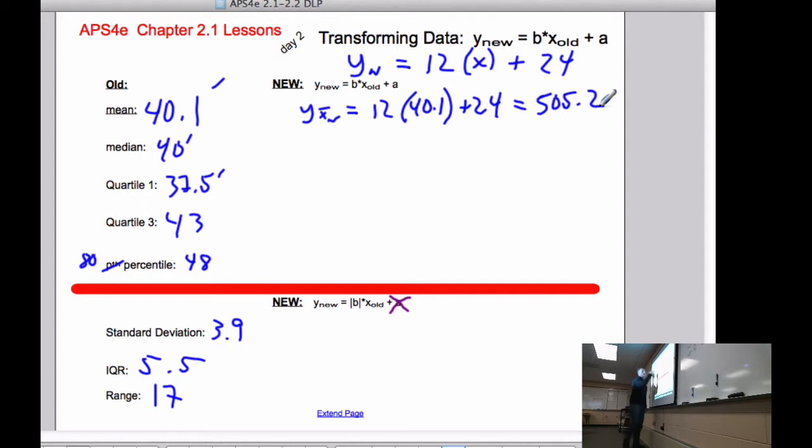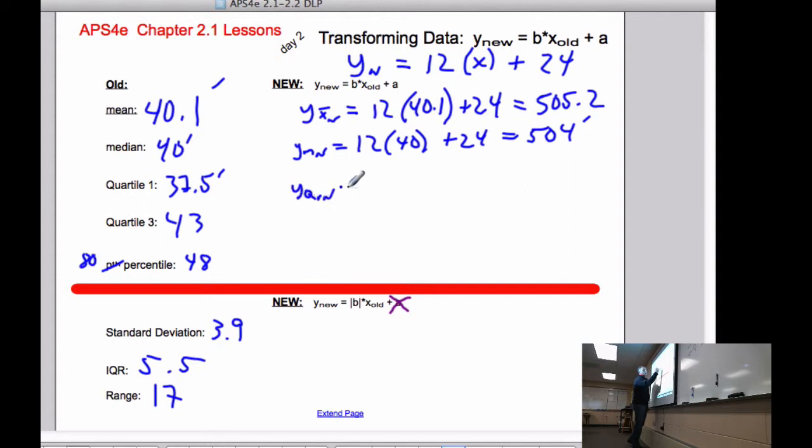Okay, what about the median? y of the median new is equal to 12 times 40 plus 24. We're talking 504. 504 inches. It's a lot easier to do that than have everybody recalculate. And can you imagine if you had thousands of pieces of data? It would take a while. Of course, you can use Excel, and I'll show you how to do something similar to it today, but on your calculator.